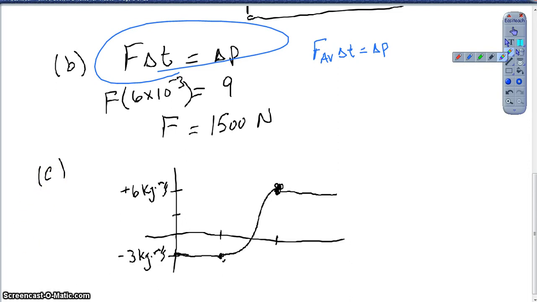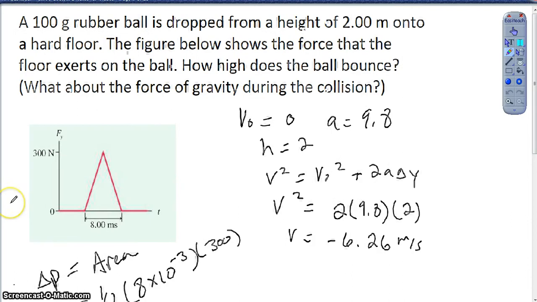So example 1 finished out. Again, if you have any questions over that, just let me know. Example 2, I believe. Yep.